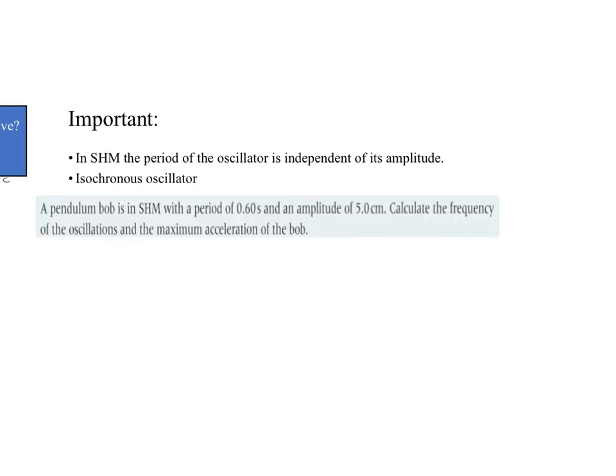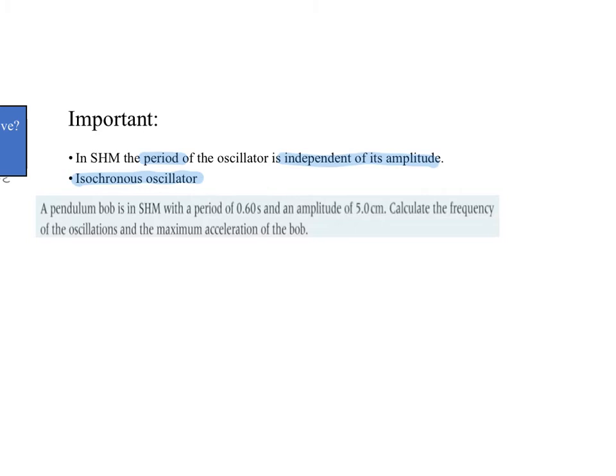Okay, so this is a very important part of simple harmonic motion, and is not very well explained in questions by students usually. So do put a little bit attention on this part. Is that in simple harmonic motion, the period of the oscillator is independent of its amplitude. This is called isochronous oscillation. Iso means the same, and chronos in Greek means time, so it's like same time, no matter what the amplitude is.